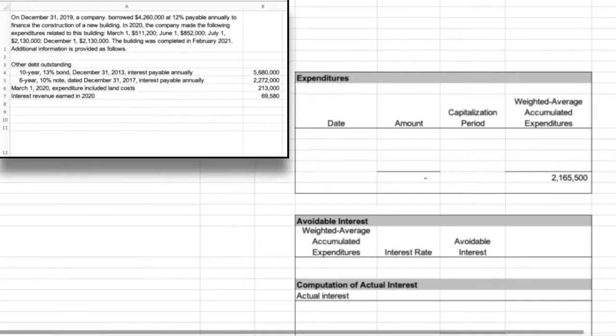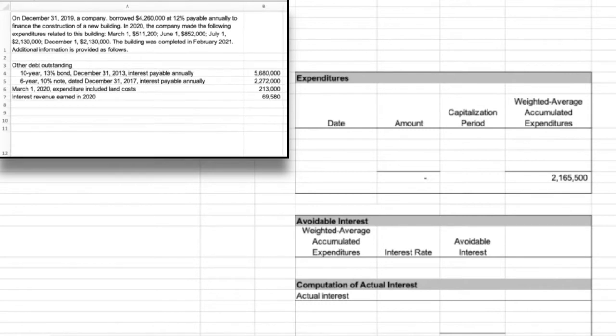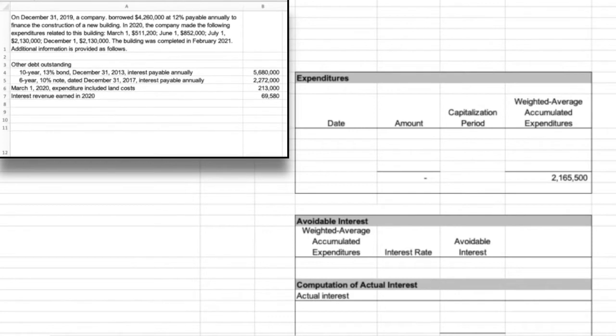So moving on to figuring this out, we've got a couple of different steps. One, we're going to figure out our expenditures, with the goal of getting the weighted average accumulated expenditures on the building. That tells us on average, over the course of the year, how much we had outstanding associated with the construction of this building. That matters because that's the amount we're going to calculate our avoidable interest on. Let's say we had $2 million on average outstanding for the whole year. Well, then that $2 million is what we're accumulating interest on for the avoidable interest calculation.